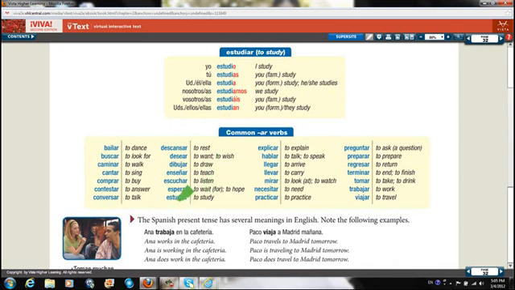So ellos esperan, they're hoping, or they hope. And then we want to say to walk, caminar mañana en la ciudad. Let's try that again, the whole sentence. Ellos esperan caminar mañana en la ciudad.